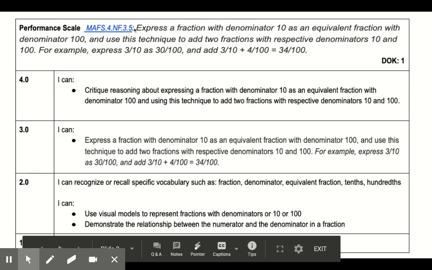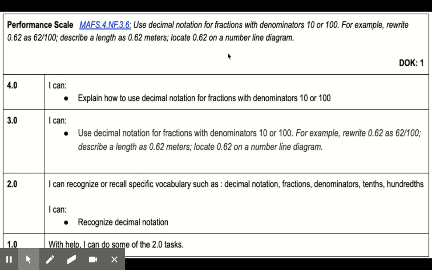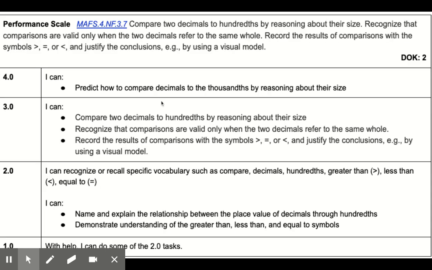NF 3.5 reviews taking a fraction and now working with a denominator of a tenth or a hundredth and even adding those together. And NF 3.6 is now taking that fraction and changing it into decimal form, and again working with tenths and hundredths only. And then 3.7 is going to be comparing those decimals and ordering them from least to greatest, greatest to least. And we will continue onward with all of that.